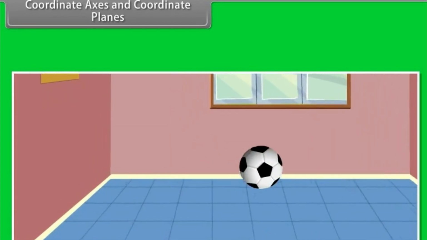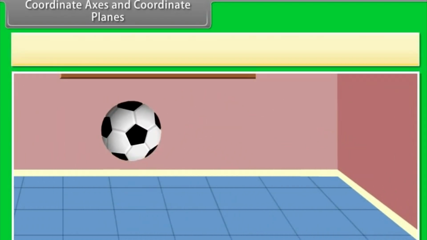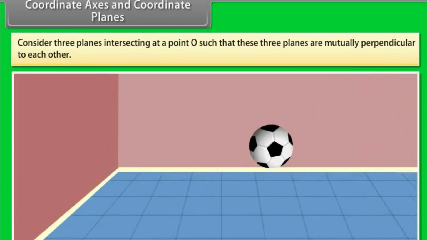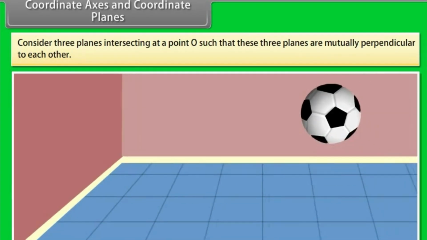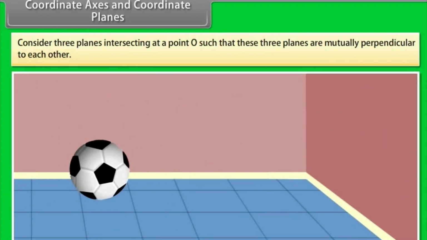Coordinate axes and coordinate planes. Let us take an example of a bouncing ball in a room where one corner of the room is considered as the origin. We can take any corner of the room, for that matter any point of the room, as origin of reference, and relative to that the coordinates of the point change. Thus, the origin can be taken arbitrarily at any point of the room.